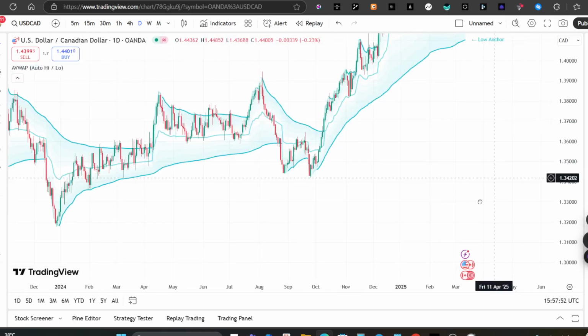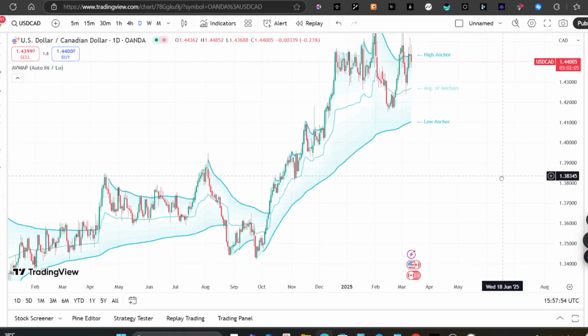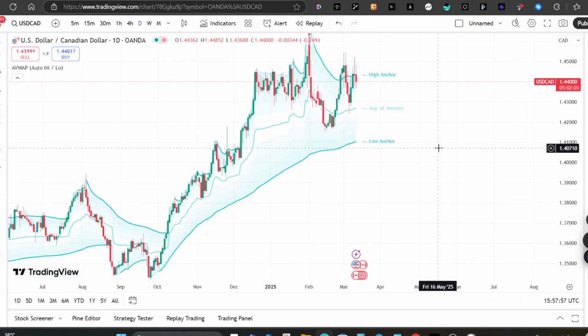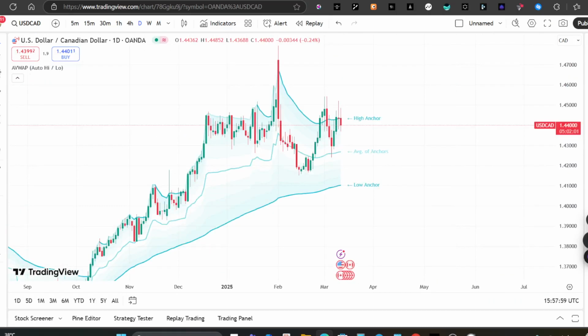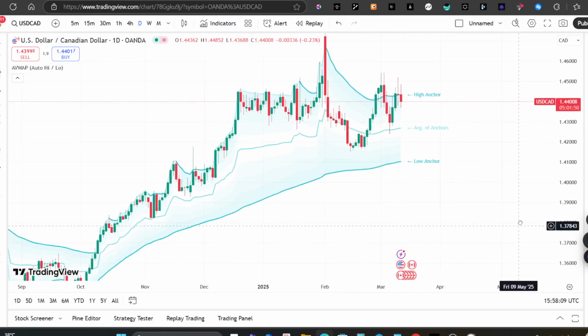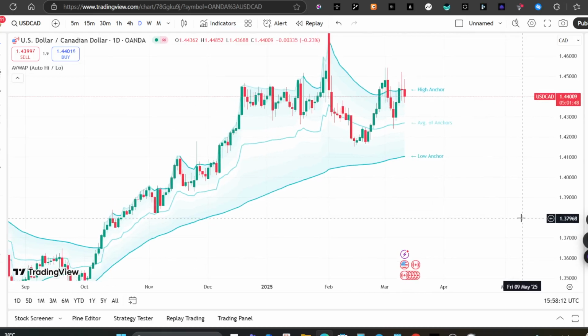Now, the best way to confirm high probability trades is by combining the anchored VWAP with other technical tools like RSI or MACD for momentum confirmation. You can combine it with moving averages to align with overall trend direction, or with Fibonacci levels for additional confluence.